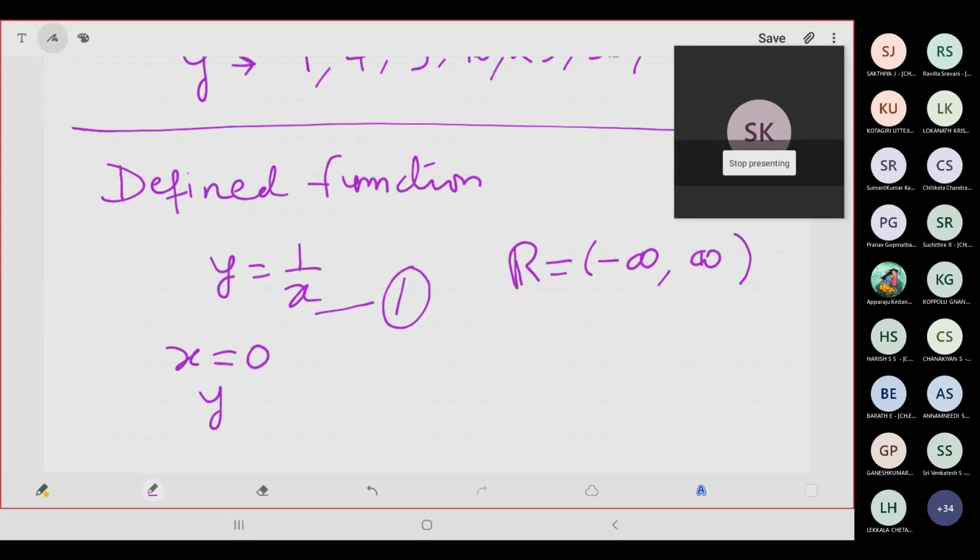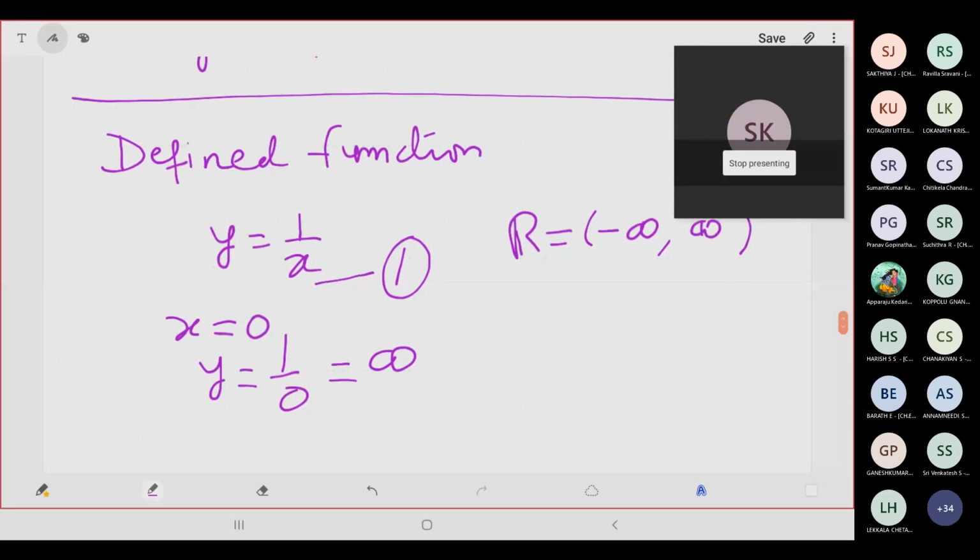And you can see that y = 1 upon 0 is infinite. So in that case, you can say that this is a not defined function. This is an undefined function. So whenever you are going to check the defined function, in all the points, the function should be finite.